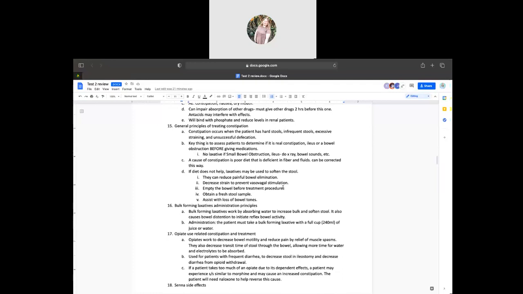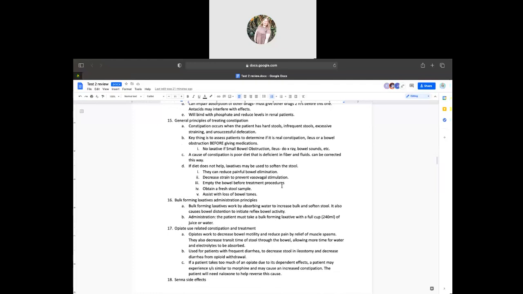Now we're going to talk about constipation and laxatives. Woohoo! So constipation occurs when the patient has hard stools, infrequent stools, excessive straining, and unsuccessful defecation. So, before you give a patient any medications to relieve constipation, you must assess the patient.